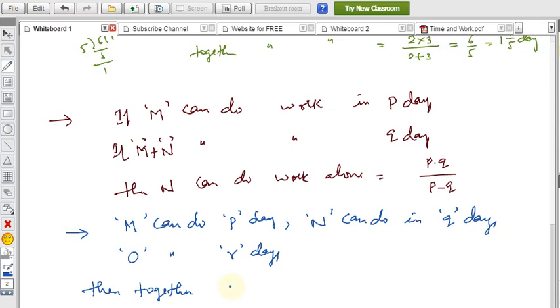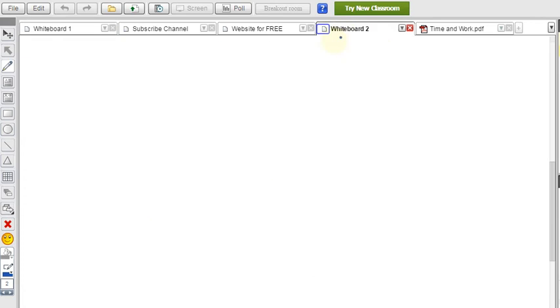M, N and O together can do the work in P into Q into R by P into Q plus Q into R plus R into P days. So these many days three together can do. First you multiply all P into Q into R, then the pairs multiply and add. Let me take one example for this.